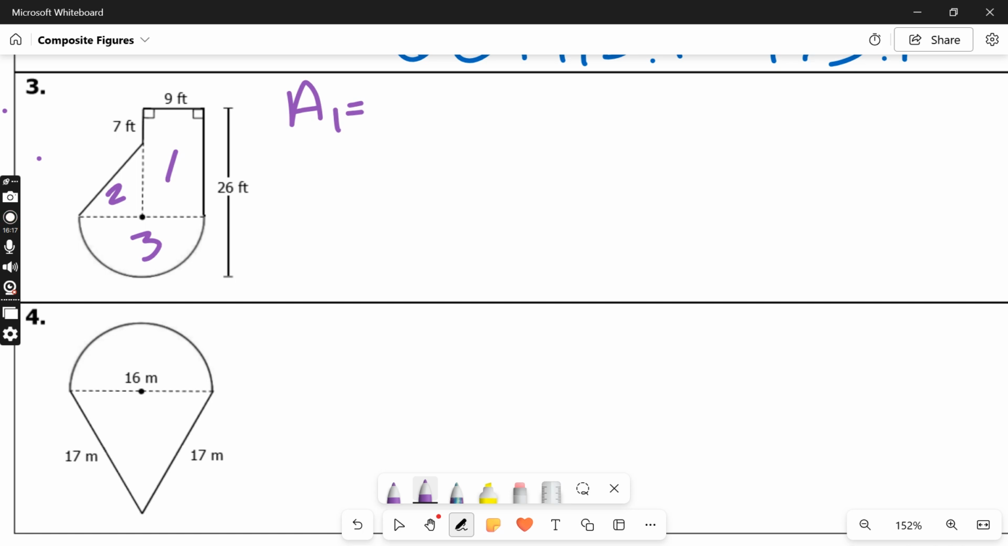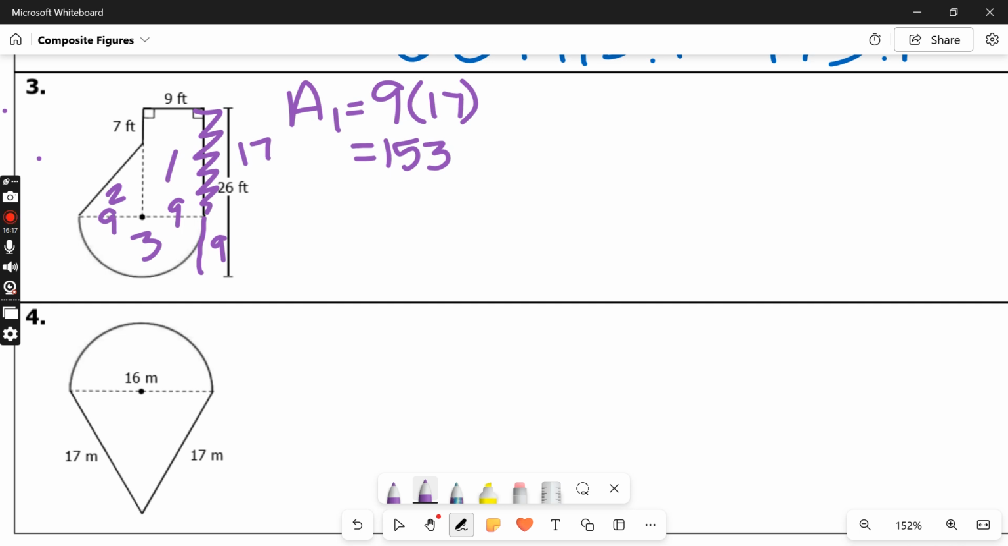So what we have here is, this is 9, which means this is 9, okay, which means this distance right here from the top to the bottom of this is also 9. So I can find this distance by doing 26 minus 9, and 26 minus 9 is 17. Okay, so to find the area of that rectangle, I'm going to do 9 times 17. And 9 times 17 is 153.